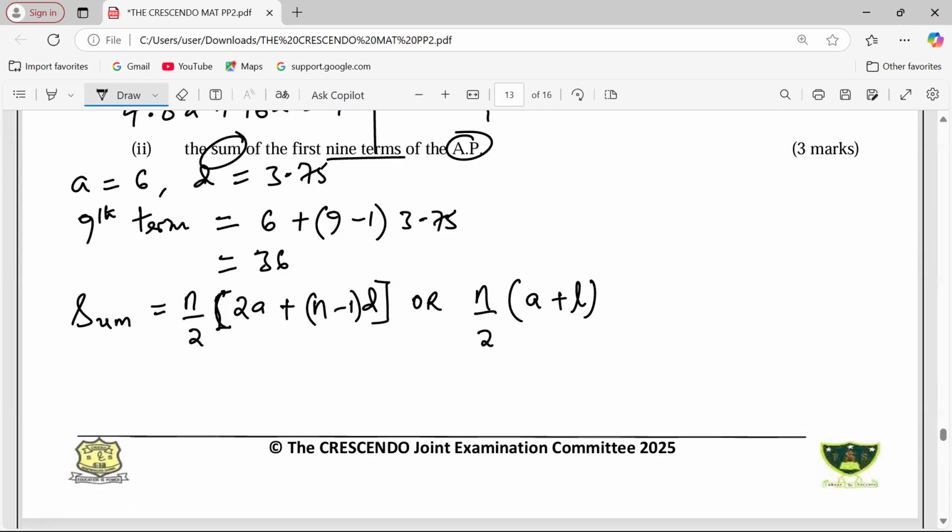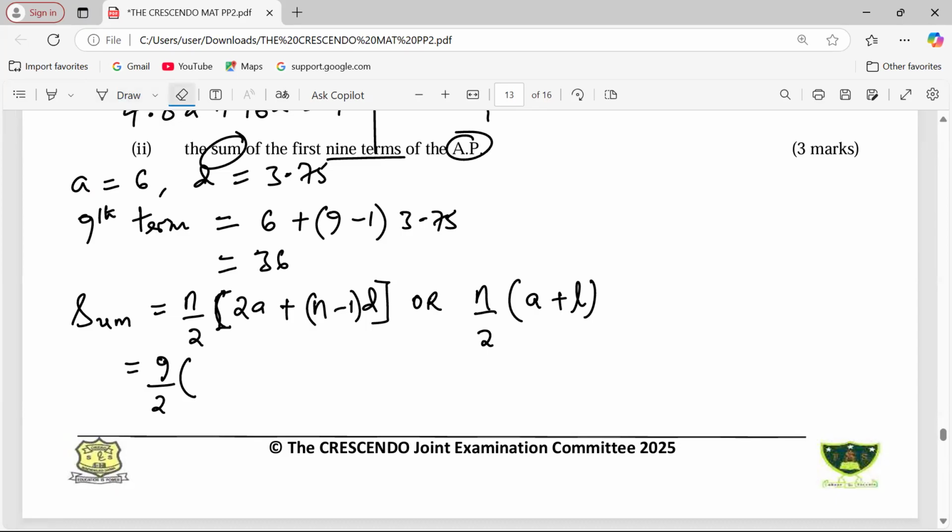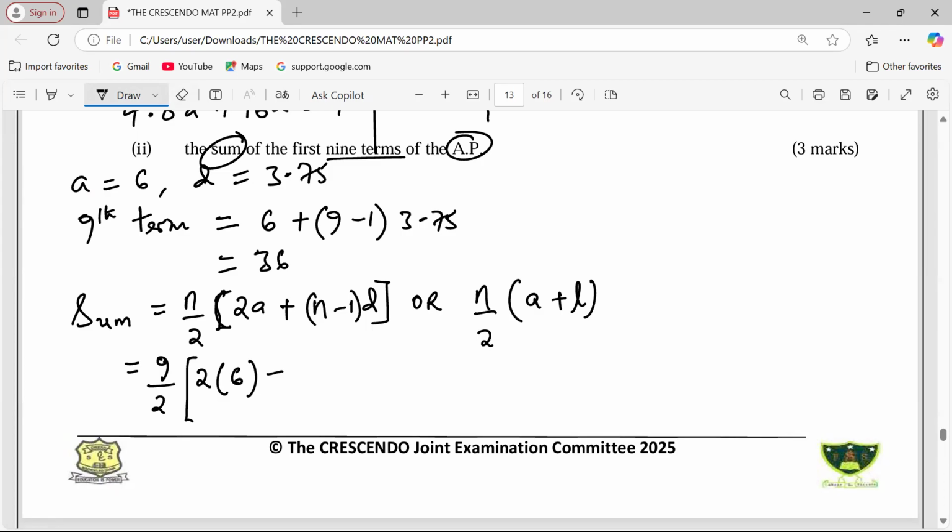So in the first option, we need the sum of 9 terms. So 9 over 2 into 2 multiplied by a plus n minus 1, which is 9 minus 1 multiplied by d, and d is 3.75. Yeah, that way we can compute the answer here. 9 minus 1, which is 8 multiplied by 3.75, which is 30.